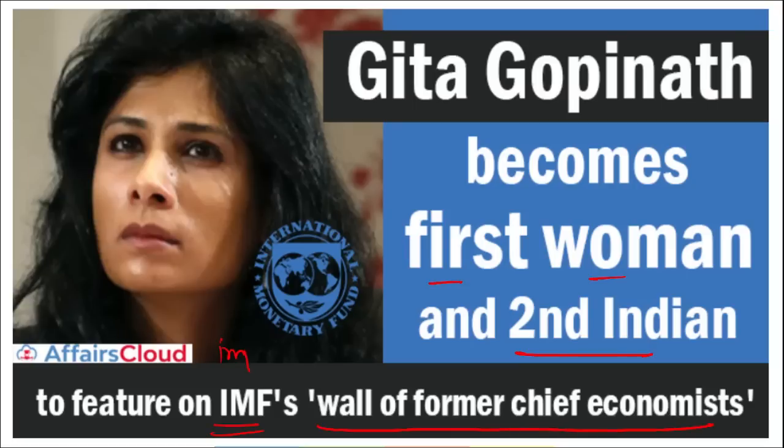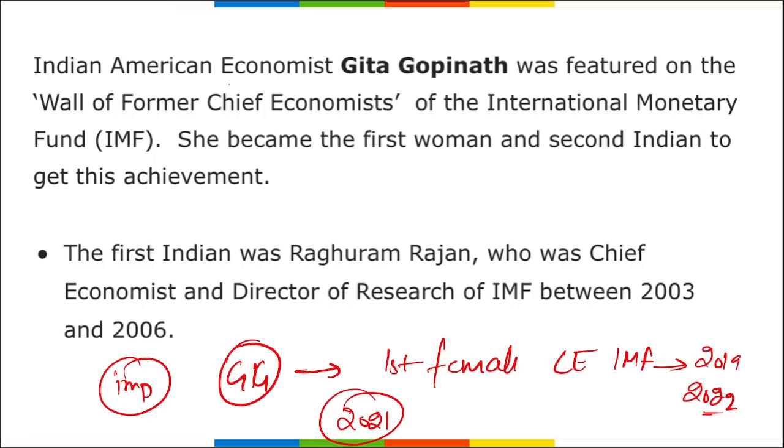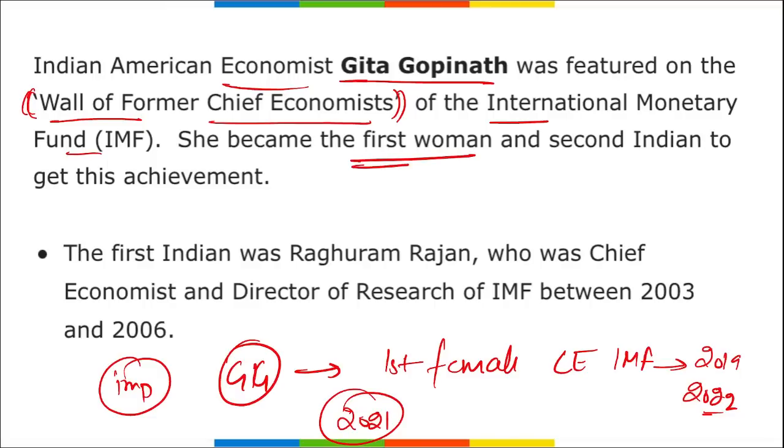Important because she became the first female to be appointed as the chief economist of the International Monetary Fund. And remember, she became the first woman and second Indian to be featured on the IMF's wall of former chief economists. So, Indian American economist Gita Gopinath was featured where? She was featured on the wall of former chief economists of the International Monetary Fund. She became the first woman as well as the second Indian to get this achievement.